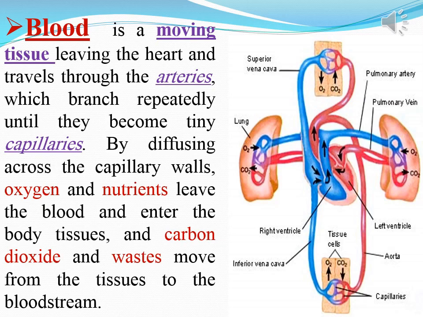Leaving the heart, it travels through the arteries, as all of us know, which branch repeatedly until they become tiny capillaries. كما نلاحظ في الصورة، leaving the heart it travels through arteries and these arteries branch repeatedly until they become tiny capillaries. By diffusing across the capillary wall, the oxygen and the nutrients which are carried by the blood leave the blood and enter the body tissues, while the carbon dioxide and waste products move from the tissues to the blood stream.